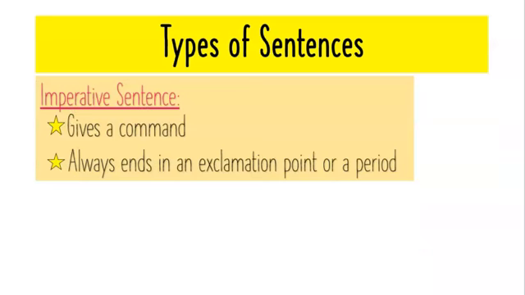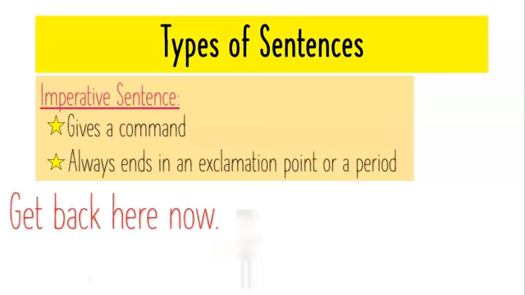Next, and finally, we learned about an imperative sentence. An imperative sentence gives a command. So it is telling us to do something, right? It's giving us a command. And it can end either in an exclamation point or a period.